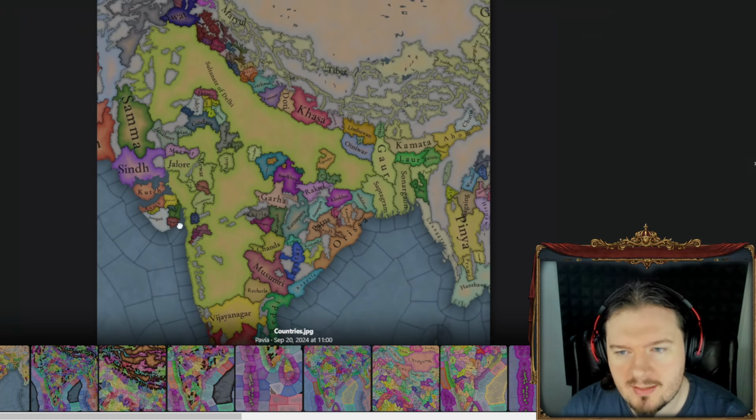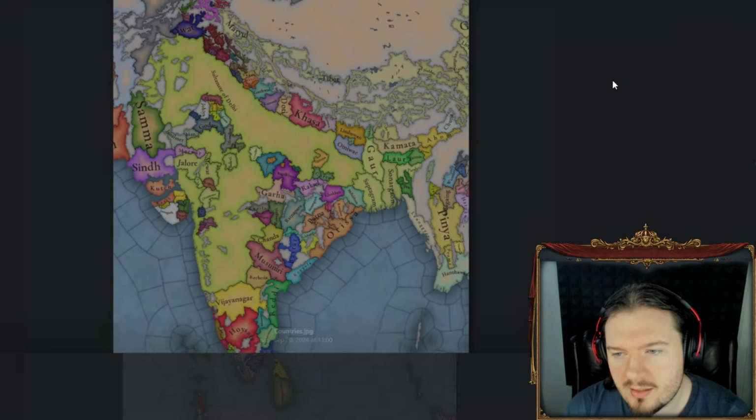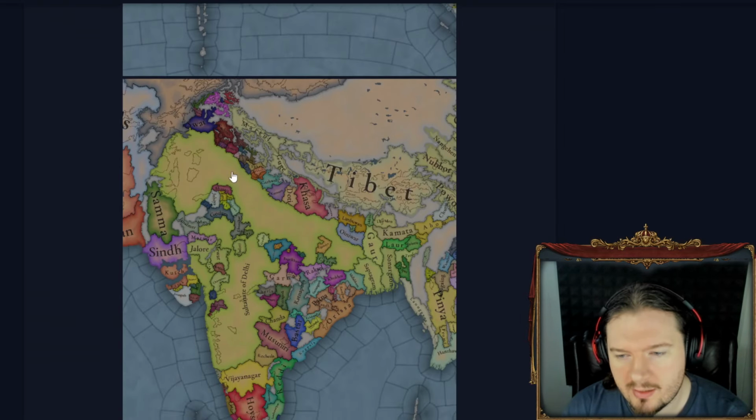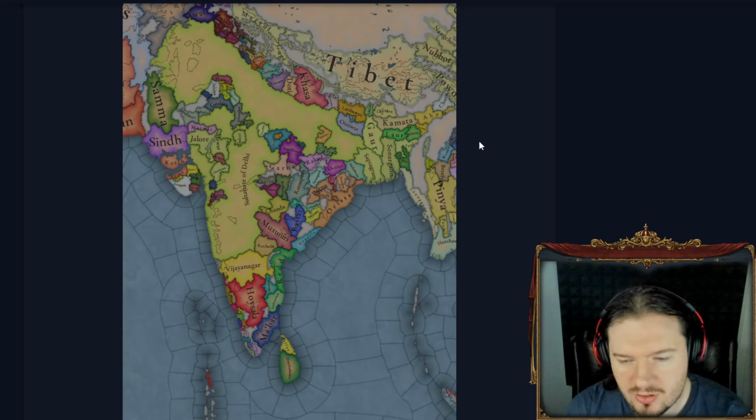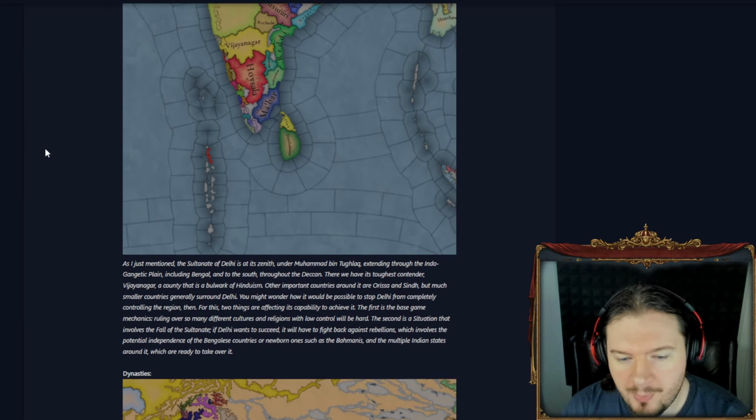which is quite nice. But yeah, let us move on. And yes, we've got the colored in wastelands, which I think is just awesome looking. But let's have a look here.